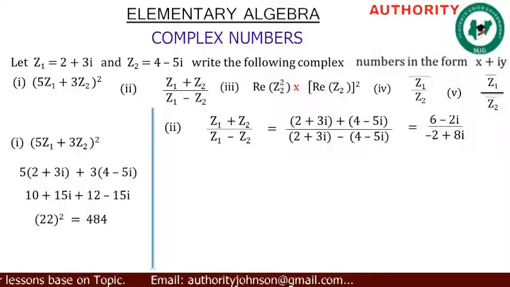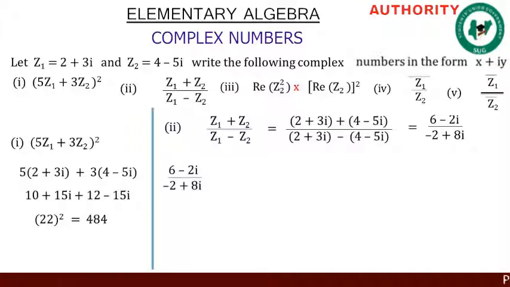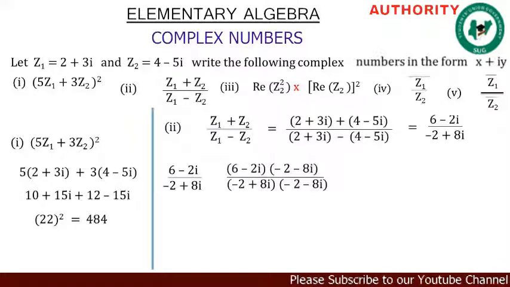Now let's perform the division here. In performing this division, we're going to multiply the numerator and the denominator by the conjugate of the denominator. We have 6 minus 2i all over minus 2 plus 8i. The conjugate of the denominator is minus 2 minus 8i. Now let's multiply. We have (6 minus 2i) times (minus 2 minus 8i) all over (minus 2 plus 8i) times (minus 2 minus 8i).